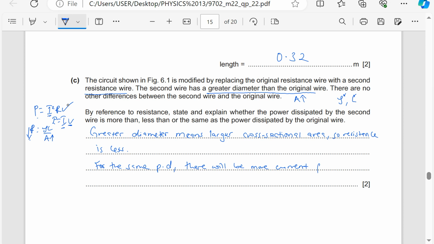From power is equal to IV, the power dissipated is more. More power is dissipated.